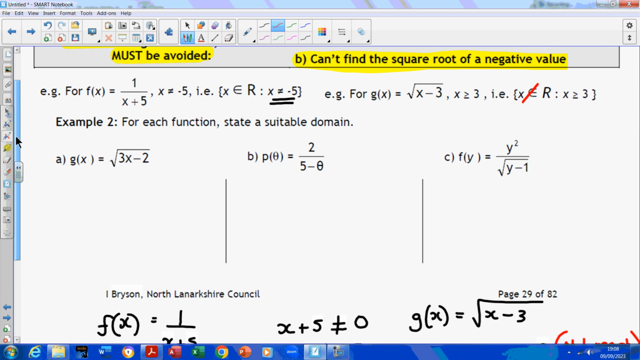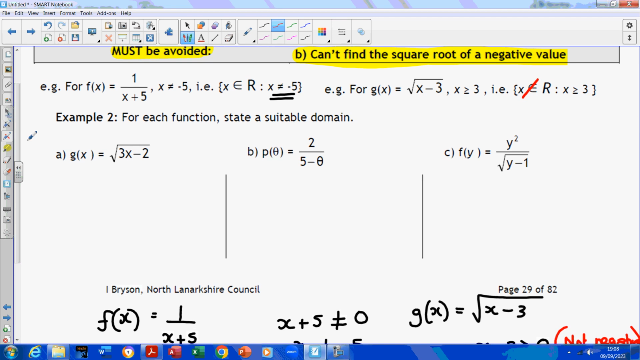So it says for each function, state a suitable domain. So when you're doing this, you're looking for 2 things. You're looking for dividing by anything in a denominator, or you're looking for a square root. There's no denominator here, so it's a square root one. So the square root is 3x minus 2. That cannot be negative, so that means that 3x minus 2 has got to be greater than or equal to 0, because all numbers greater than or equal to 0 are not negative, so no negative numbers involved there.